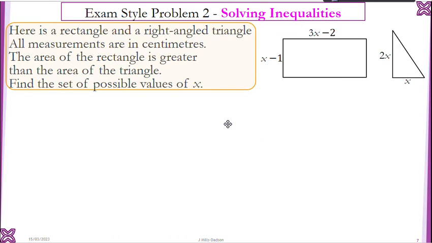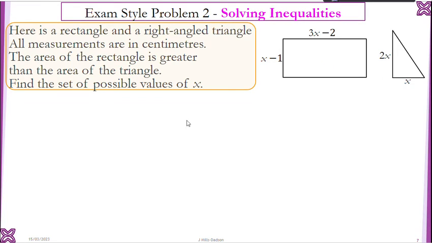This is our final exam style problem question on solving inequalities. We are supposed to find out the set of possible values for x. So here we have a rectangle and a right angled triangle, and the area of the rectangle is greater than the area of the triangle. What will be the ranges of values for x for all these shapes?